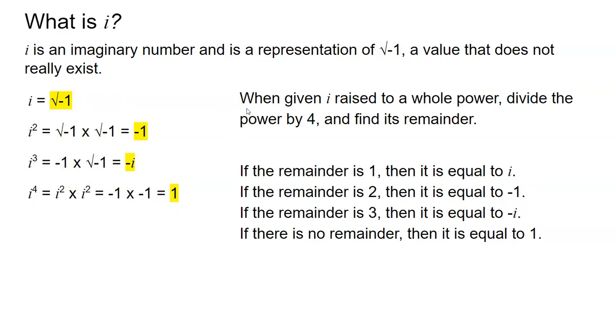And the interesting thing is when you have i raised to a whole power, you can divide that power by 4 and find its remainder to determine what it's actually equal to. So on this bottom area, you can see how the remainder tells you what the i is equal to. If it's 1, it's equal to i. If it's 2, it's equal to -1. If the remainder is 3, it's equal to -i. And if there's no remainder, then it's equal to 1.